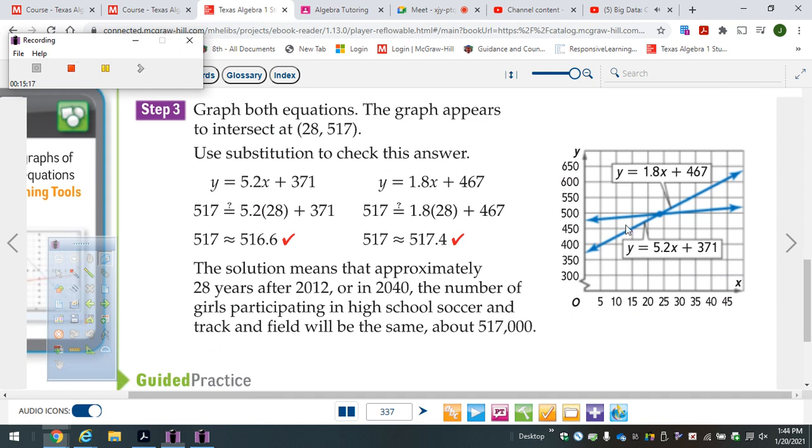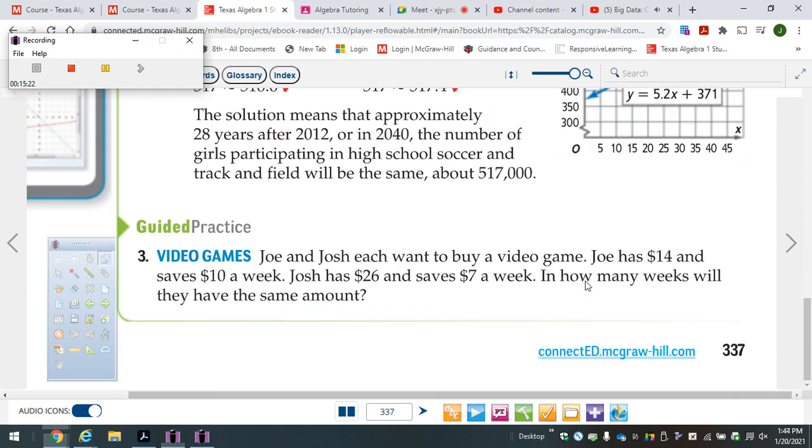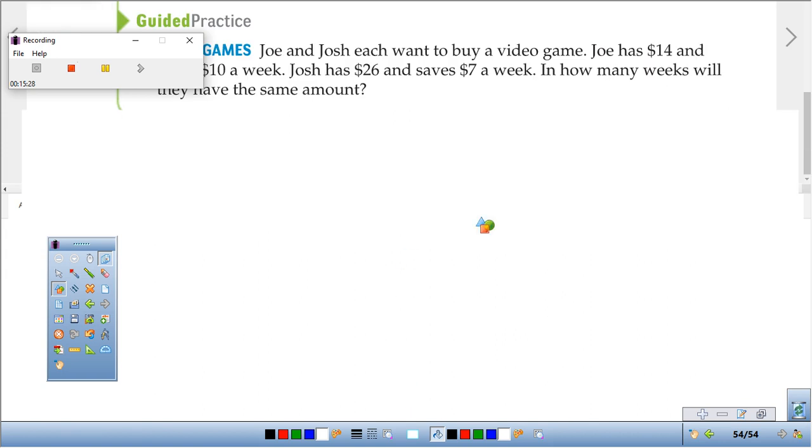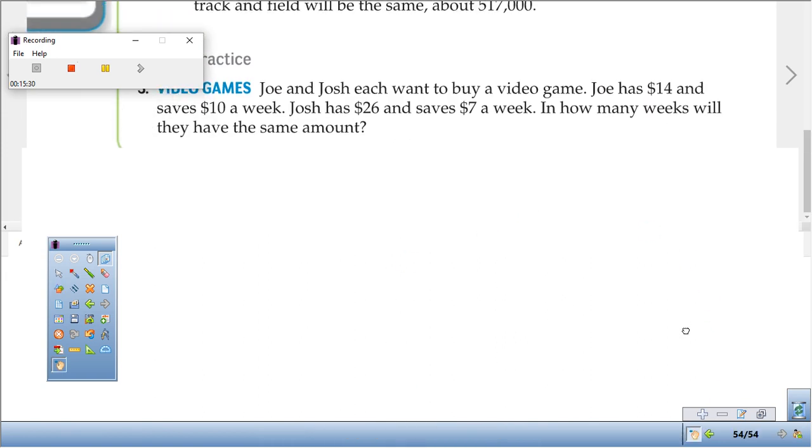Going once, going twice. That's a bad example. I don't even like it. This one the book gave us. Let's try this one here. This one's a lot easier than the one they gave us. Okay, let's try this one. So pause it and copy this one down.